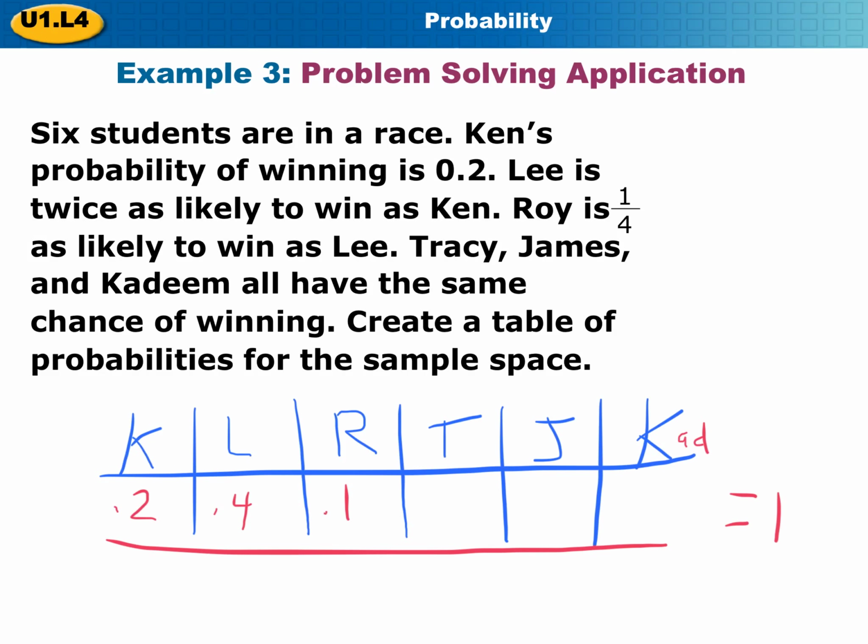And the last three all have the same probability of winning. So these numbers at the end have to be the same. We add up what we have already. 0.2 plus 0.4 plus 0.1 is 0.7 or 70%, which means the remaining three have a 30% chance of winning. Divide that evenly. 30% divided by 3 is 10% each, or 0.1.